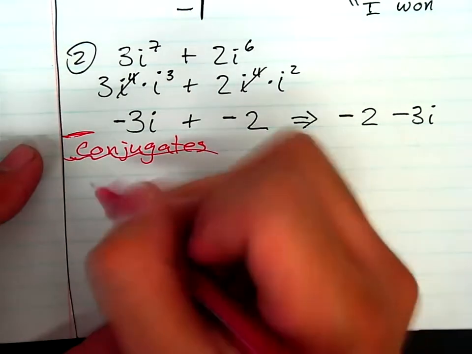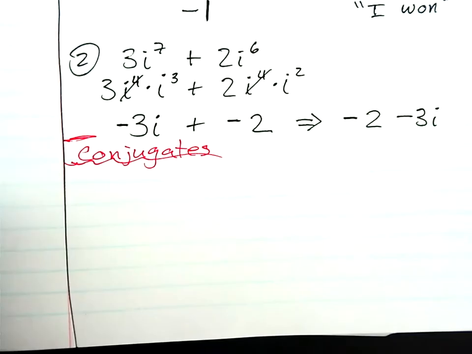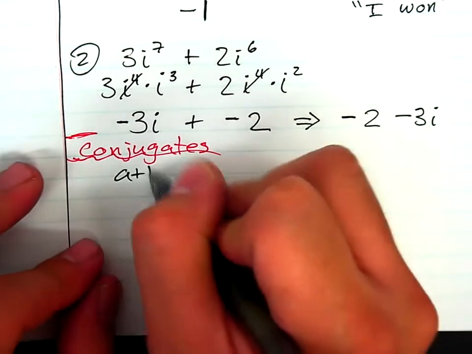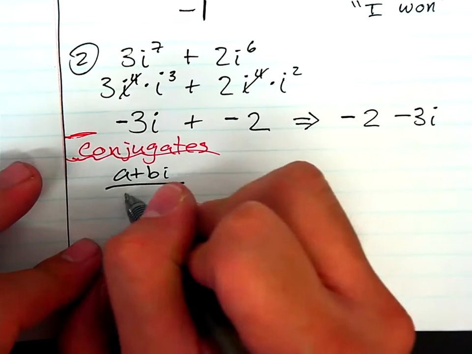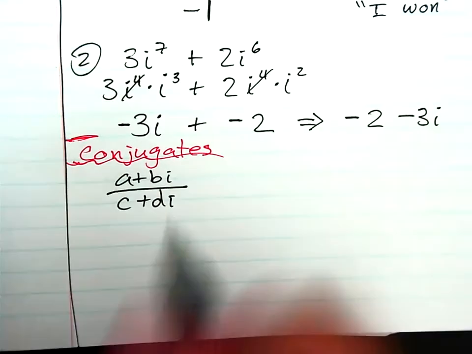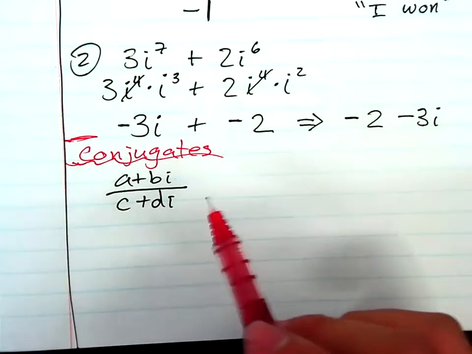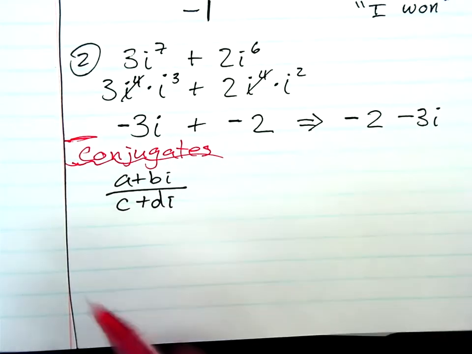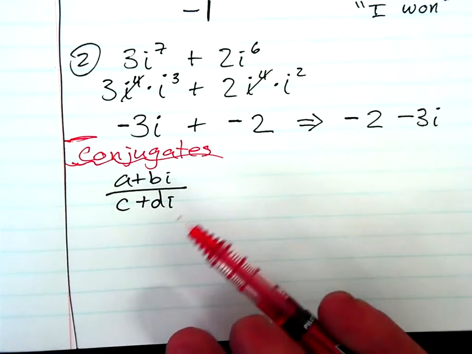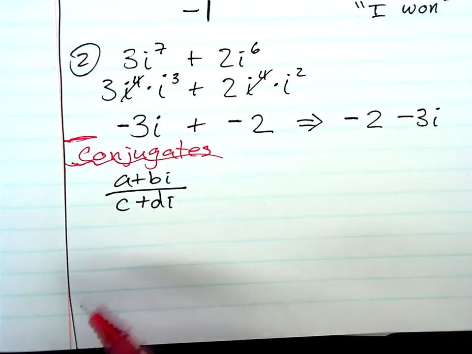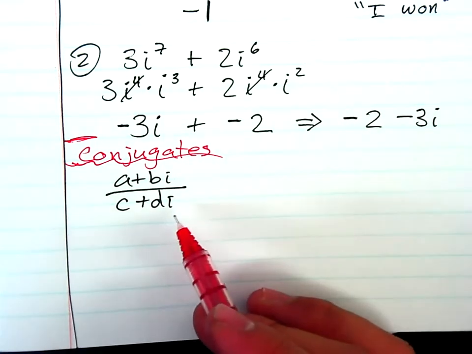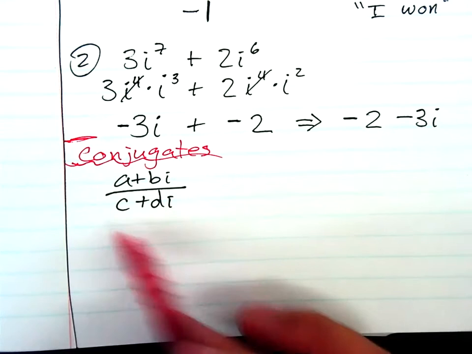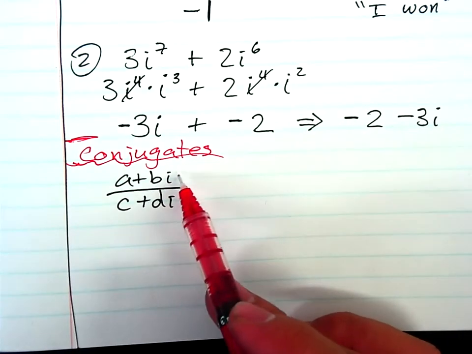So conjugates, let's have a plus bi over c plus di. Now we're going to be multiplying by a conjugate. If you remember back to rational expressions and radicals, we had to rationalize the denominator by multiplying by the conjugate. The purpose at that time was to get rid of the radical in the denominator. The purpose here though is actually so that we can rewrite this entire thing in standard form.